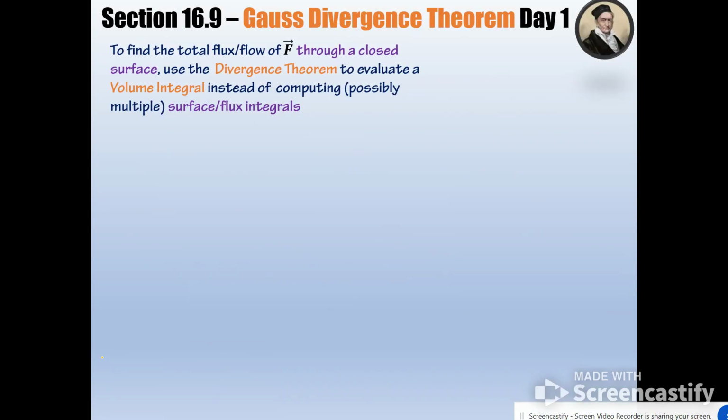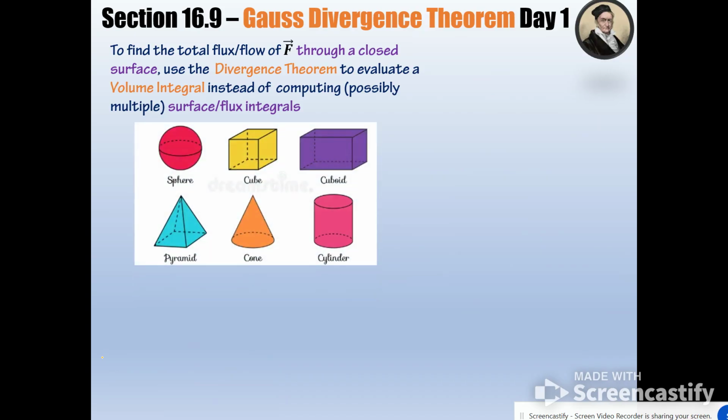So again, to find the total flux and flow of a force field through a closed surface, it does have to be closed, and I'll show you some pictures of that in a minute. Use the divergence theorem to evaluate a volume integral instead of computing possibly multiple surface flux integrals. Look at these shapes from geometry. A sphere is pretty nice, there's just one surface. But a cube has a whole bunch, as do the cuboid and the pyramid. The cone has the top, but it also has that bottom plane. The cylinder has 3 surfaces, the top, the bottom, and the side. So a lot of surface integrals, and instead you can do 1 volume.